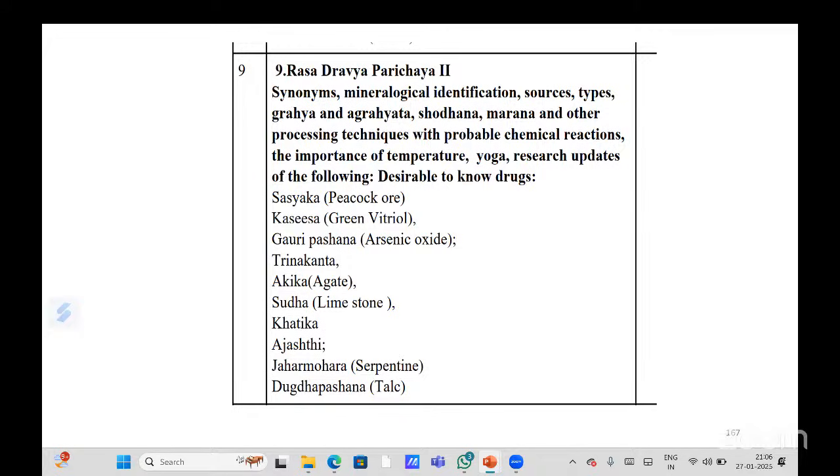Okay, syllabus points number 9 and 10. Shodhana and Marana concepts are must know, and the remaining, like synonyms, source, types, Grahya, yogas, are desired to know. Okay, and for each of syllabus points number 8, 9, 10, they have given research updates. So any research work related or pertaining to that drug you have to write.